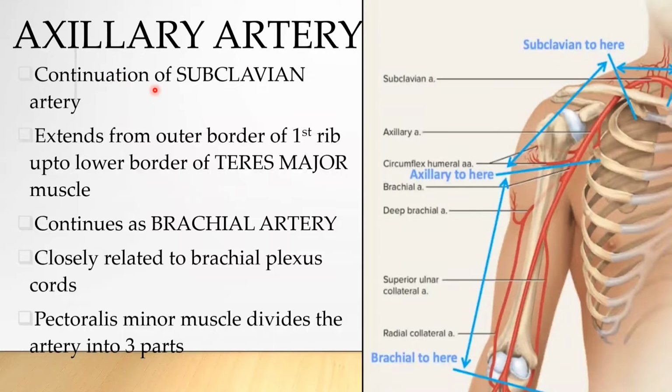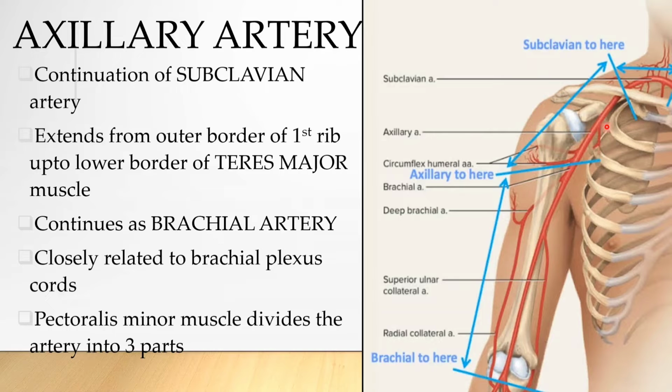Axillary artery is the continuation of subclavian artery. See here in the picture, this is the subclavian artery and the continuation of this is called the axillary artery, and it further continues as the brachial artery. Now we will discuss today about the axillary artery.